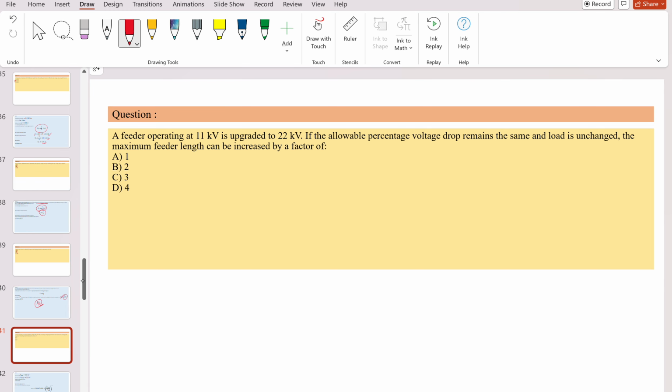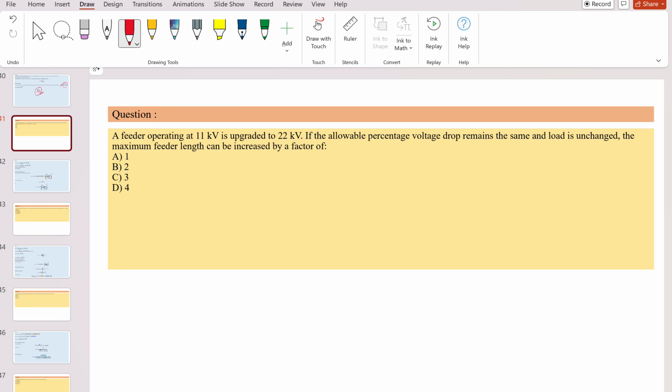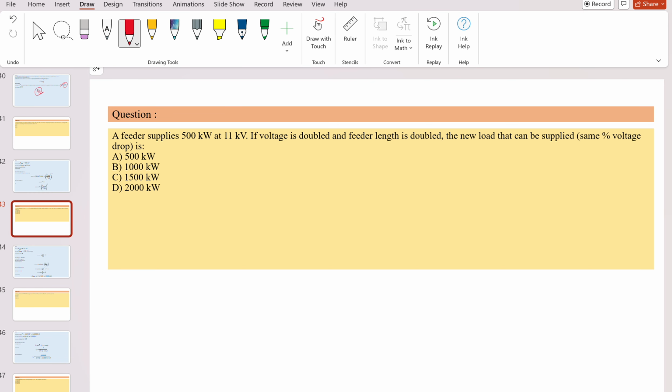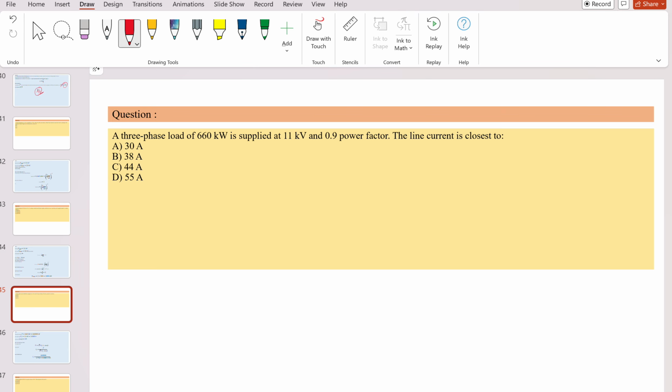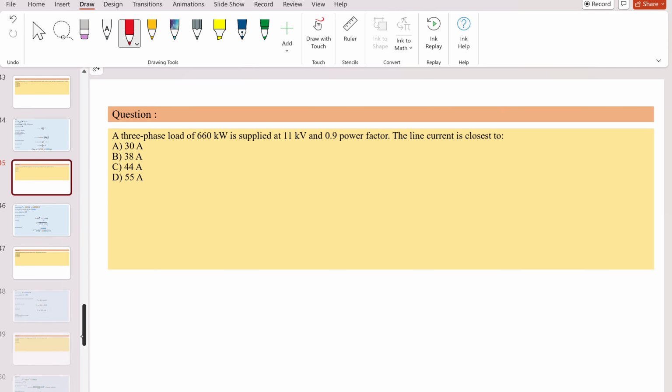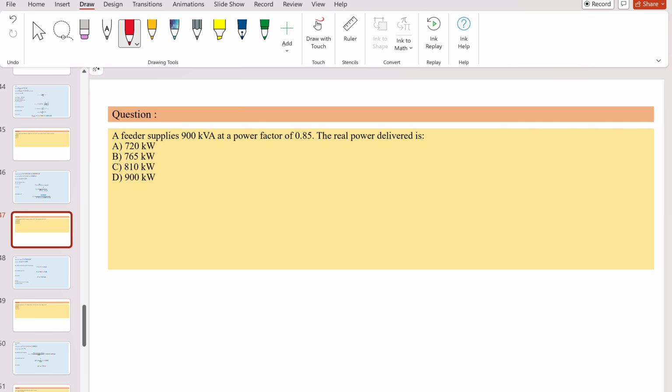I have kept a few problems here, such as at which location the increasing factor will be there, and problems like where the voltage drop is the same, if the voltage is doubled and the feeder length is doubled, what the new loading will be, and different problems related to the line current. When you try to solve this problem, I will solve two or three problems, and after that I will give the key.